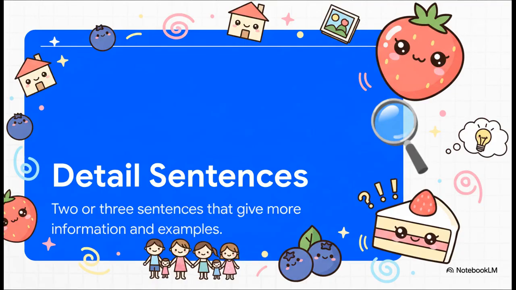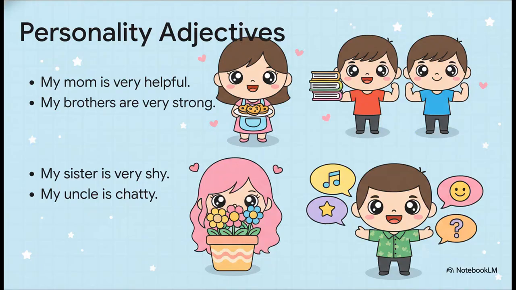All right, next ingredient. This is where we add all the flavor. These are the detail sentences. This is where you get to give more information, share some examples. Really, this is the part that makes your writing come alive and get super interesting. So, how do we add these details? Easy. We use all those personality adjectives we've been learning. For instance, you could say something like, "My mom is very helpful." Or maybe, "My brothers are very strong." You could talk about your shy sister or your chatty uncle. See what I mean? These little details start painting a picture of your family for the reader.